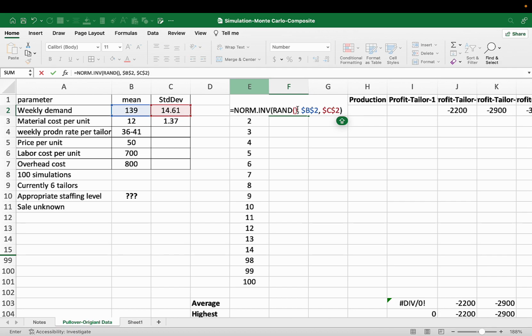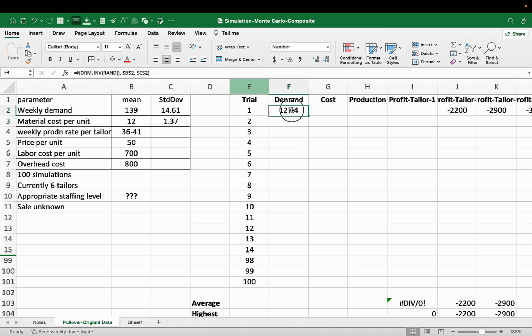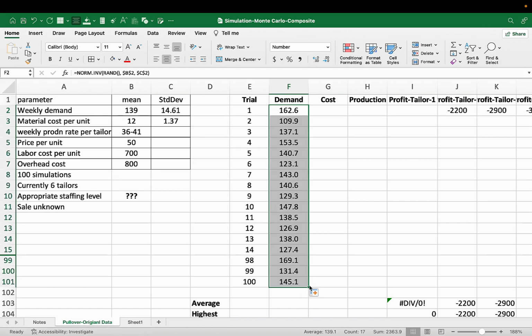Rand will generate probability, and the formula for this one is NORM.INV, RAND, that represents probability, and then mean and standard deviation. You see that mean and standard deviation are locked by pressing Fn and F4 keys, but rand is not, because rand is supposed to keep changing. It's a random number. So once I hit enter, I get this, and then you can drag it down, and here we have demand.